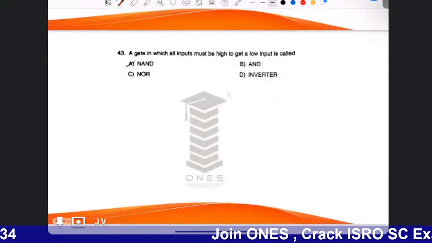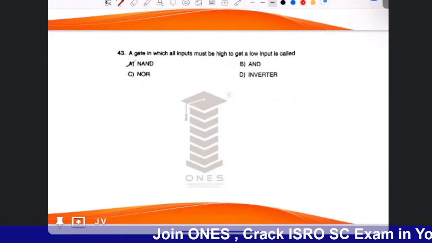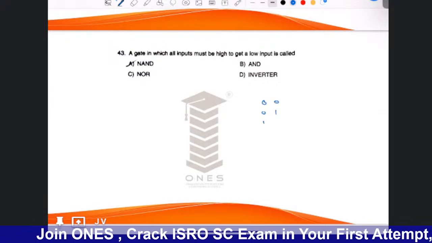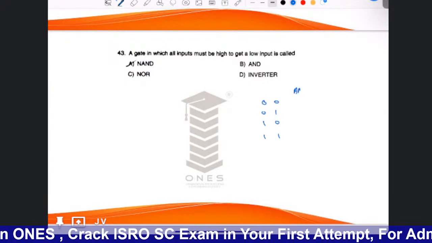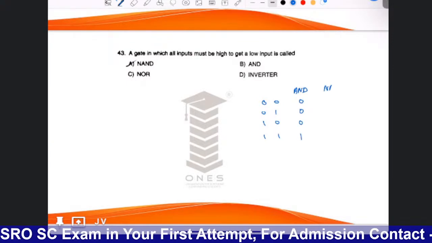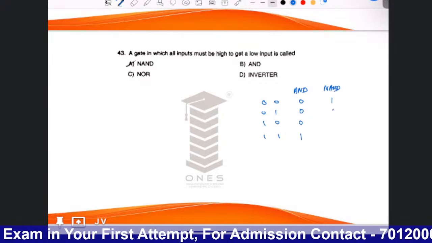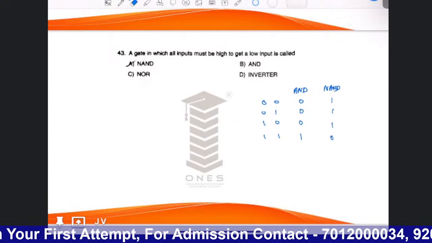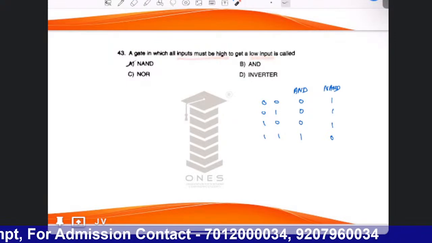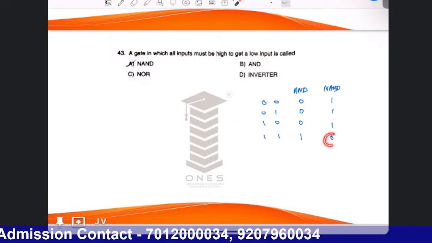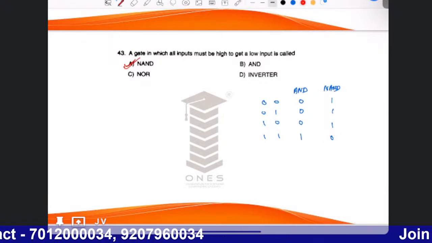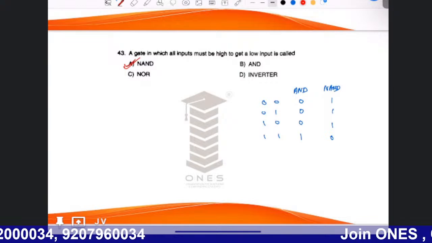43rd, a gate in which all inputs must be high to get a low output, and that is a NAND gate. AND gate output is 0, 0, 0, 1. And for NAND gate, it will be 1, 1, 1, 0. So all inputs must be high to get a low output. That is the specialty of a NAND gate.